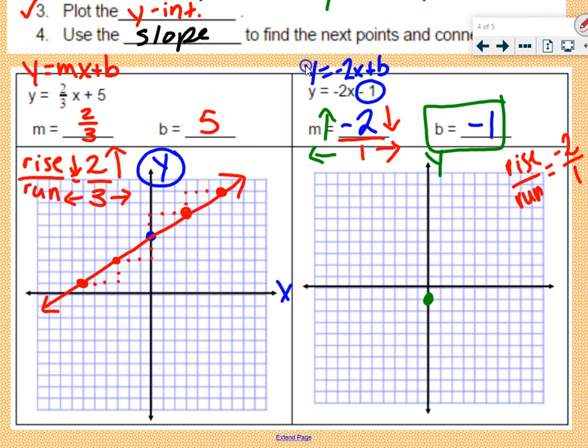I will show you the down 2, right 1 in red. Down 2, right 1, put a point. Go down 2, right 1, put a point. And you continue that pattern. If you want other points on the graph, you flip to up 2, left 1. So starting at that green point, up 2, left 1. See how they still line up with the other points on your graph? It's all about just using that rise over run to locate points on the graph.